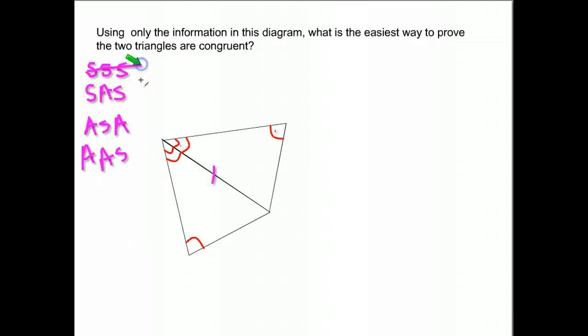I did not have three pairs of sides, so I can't use SSS. I didn't have two pairs of sides, so I can't use SAS. So my only option is either ASA or AAS. The most obvious thing here, notice I have an angle, followed by a side. If it were going to be ASA, it would have to be the side that's between the two angles that I'm using, and it's not. It's a side that follows the two angles in the triangle. So AAS would be the easiest way to prove these two triangles are congruent.